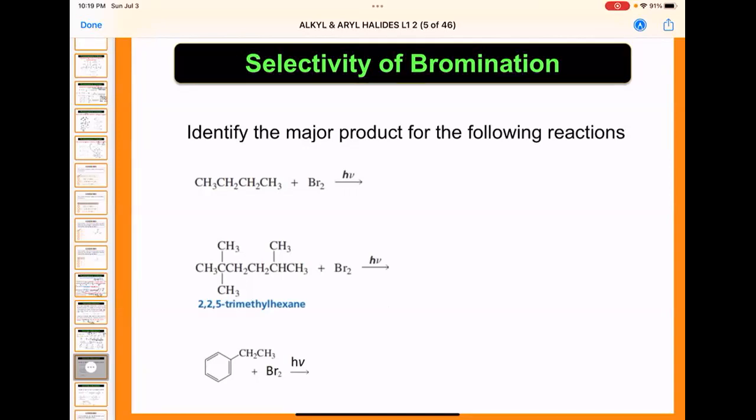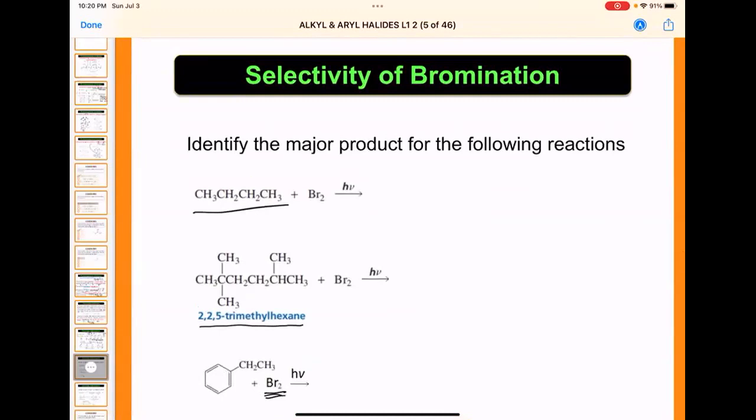Suppose I do the bromination of this butane, which is the major product I will get? Or if I do the bromination of this 2,2,5-trimethylhexane, what is the major product I am going to get? Nabil? Then if I do the bromination of ethyl benzene, where am I going to connect the bromine? Nabil Khan, tell me quickly. Just quickly tell me, everyone. So you need to check.